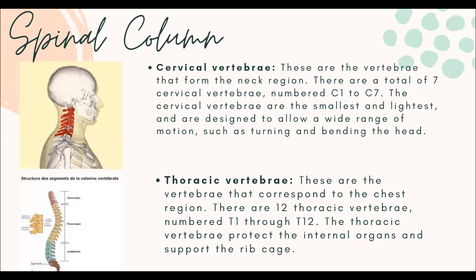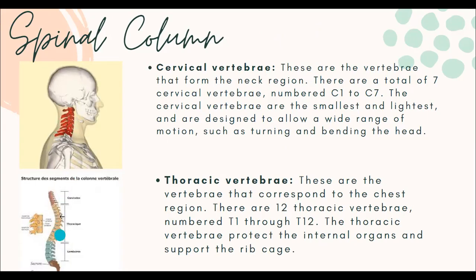Spinal column, cervical vertebrae. These are the vertebrae that form the neck region. There are a total of 7 cervical vertebrae, numbers 1 to 7. The cervical vertebrae are the smallest and lightest and are destined to allow a wide range of motion, such as turning and bending the head.